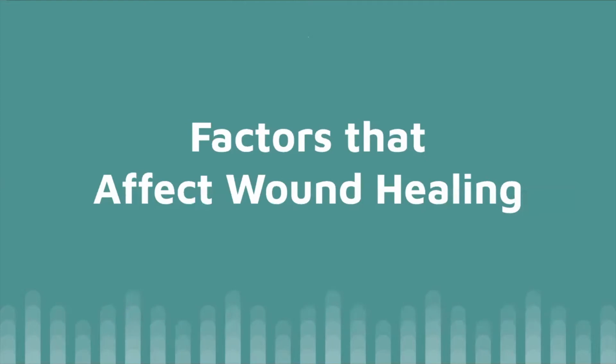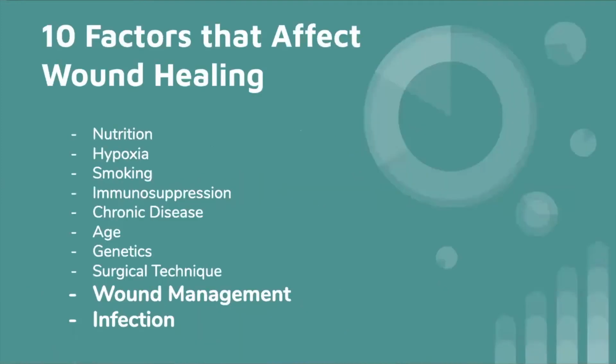So now that we know the 4 stages and understand the key factors, what are some factors that would affect wound healing? Well, here are 10 factors: nutrition, hypoxia, smoking, immunosuppression, chronic disease, age, genetics, surgical technique, wound management, and infection. All of these things, alone or in combination with others, can affect how quickly and efficiently a wound can heal.